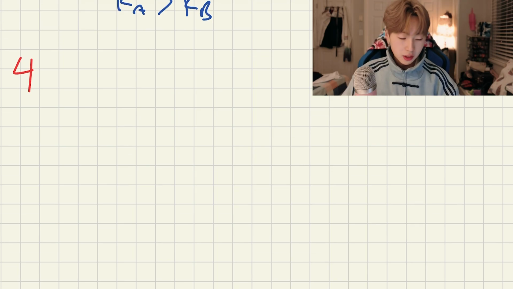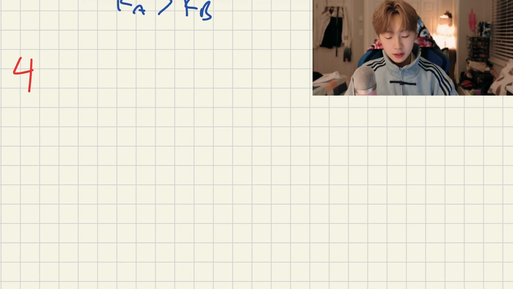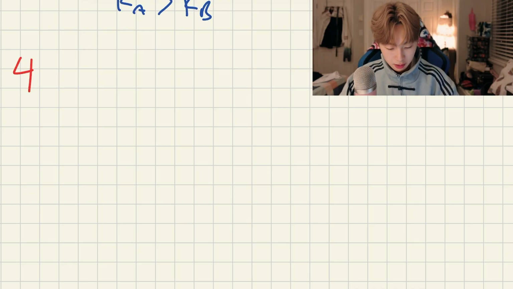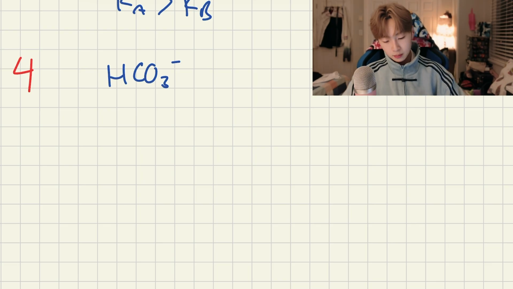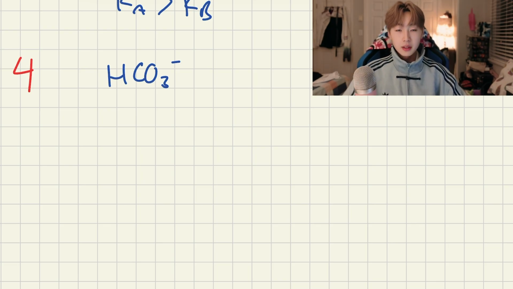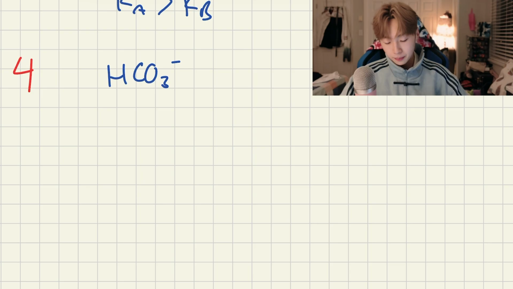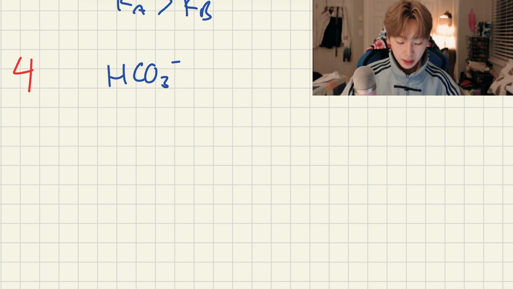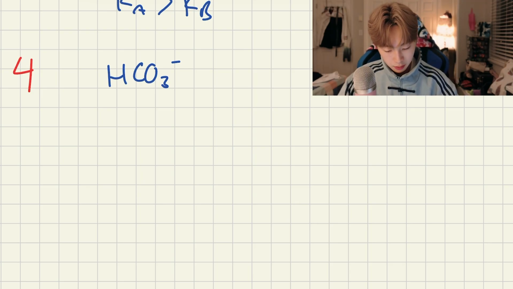Now for our fourth scenario, and this time we're going to be working with amphiprotic ions, such as HCO3-. What this can do is it can act as an acid or a base, and we're trying to see which one it will be, more acidic or basic, in water. So how do we do that? Let's write out our two equations first.